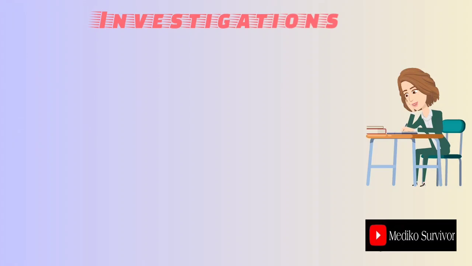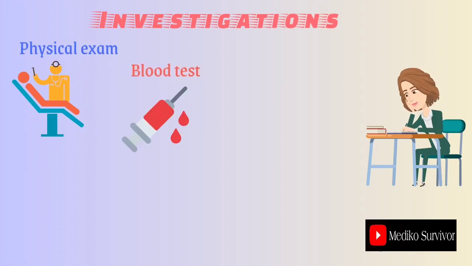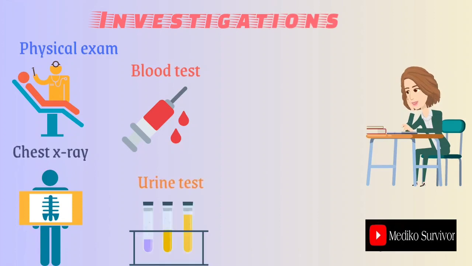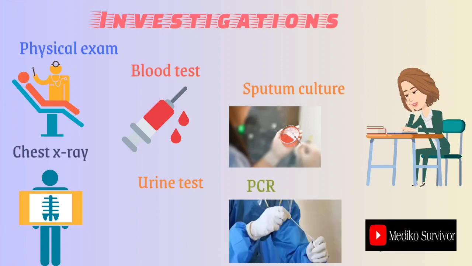Investigation. How is pneumonia detected? 1. Physical examination. 2. Blood test. 3. Chest X-ray. 4. Urine test. In a urine sample of a patient, there is streptococcal pneumonia antigen, which determines pneumonia. 5. Sputum culture test. This test identifies bacteria or fungi causing pneumonia. 6. PCR appears to be a sensitive diagnostic test for identifying patients with pneumococcal pneumonia.